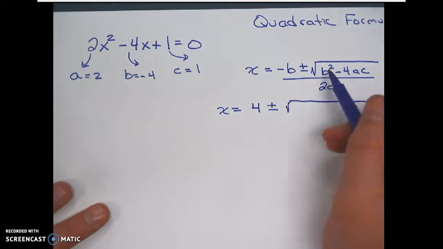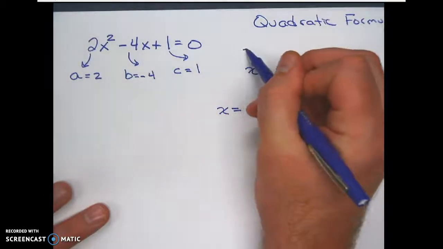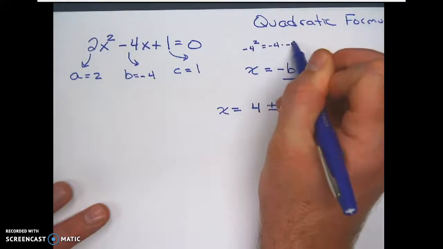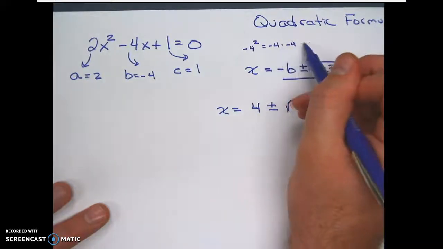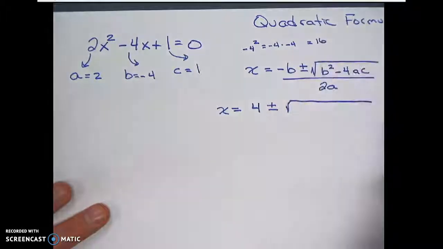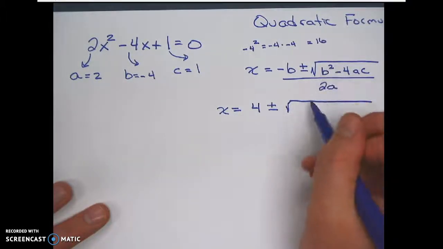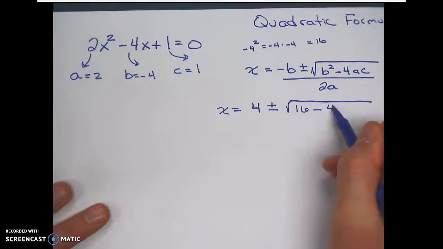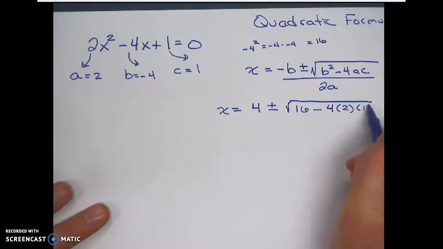And so what I say is, instead of just saying negative 4 squared, let's actually get that number. Like, what does negative 4 to the second power mean? Negative 4 squared means negative 4 times itself. So what's negative 4 times negative 4? It's positive. So inside, this b squared would be a 16, minus 4 times the a times the c value.